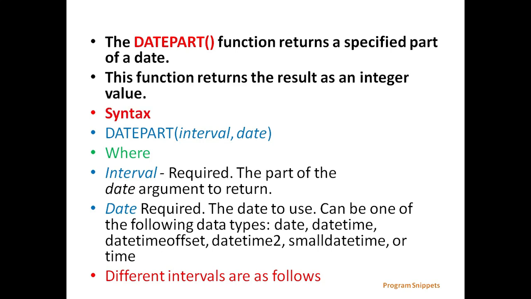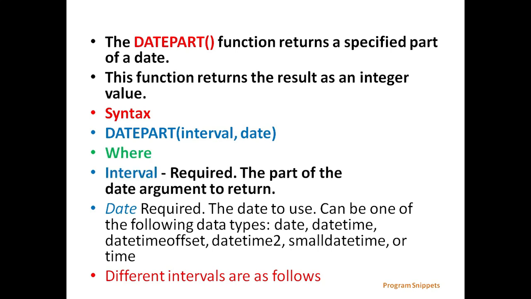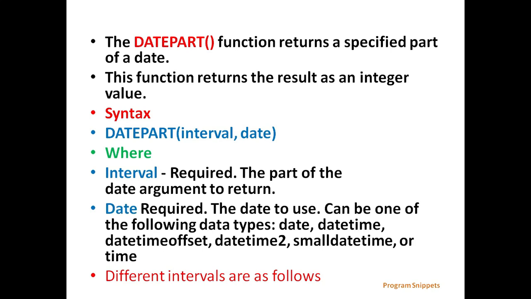General syntax is DATEPART with parameters interval and date, where interval is a required parameter which is the part of the date argument to return. And date is also a required parameter which specifies the date to use. It can be of the following types: date, datetimeoffset, datetime2, smalldatetime or time. Different intervals with DATEPART function are as follows.